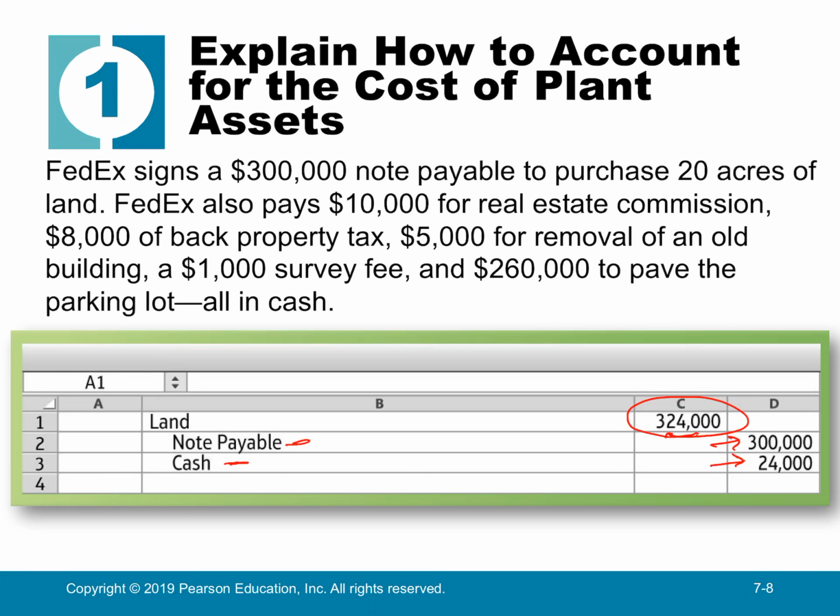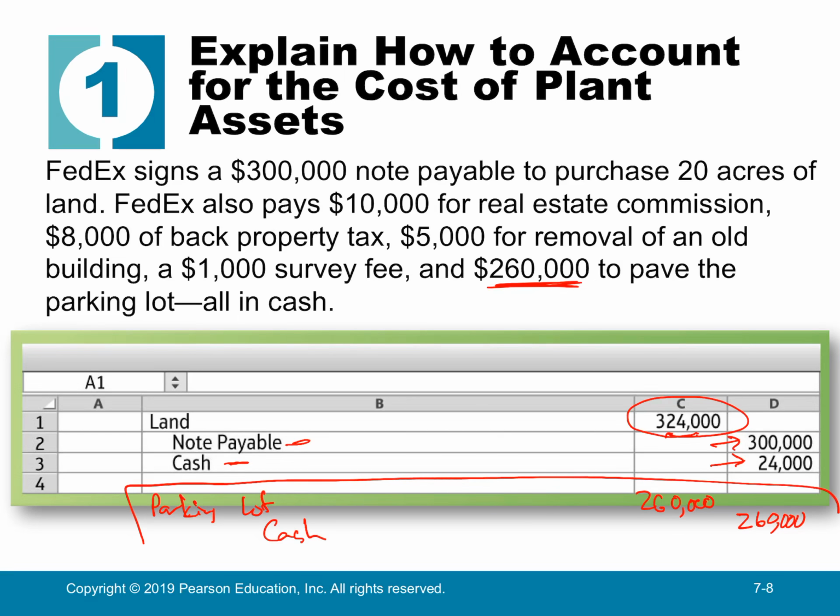And to be sure, just to avoid confusion, this $260,000, they don't show the journal entry, but it would be another journal entry. So it would be parking lot, $260,000, cash, $260,000, right? That is a separate journal entry. They don't show it here.